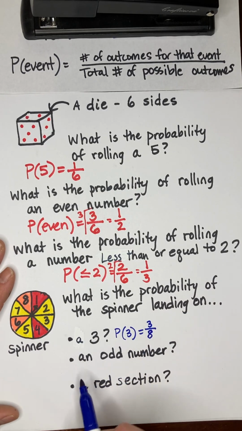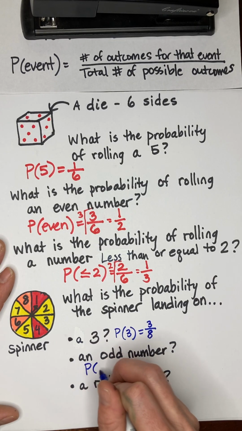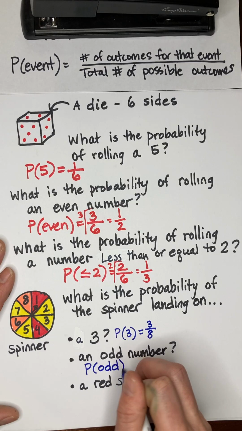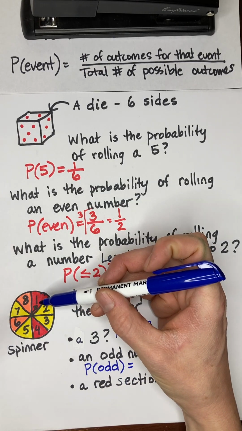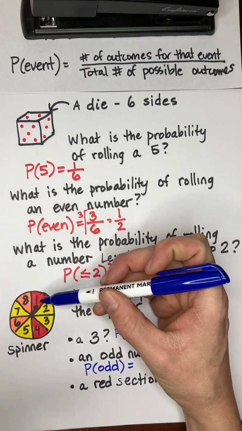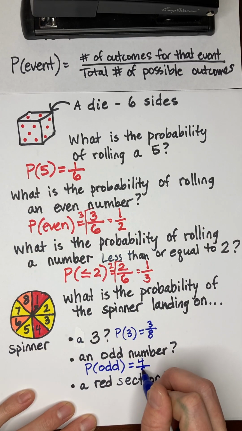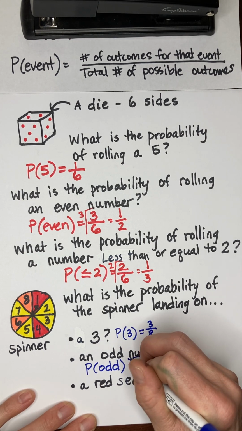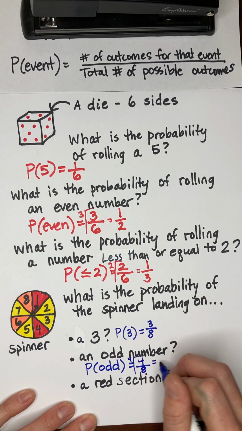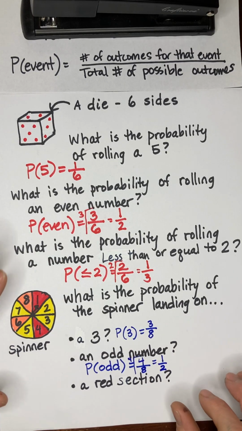What is the probability of the spinner landing on an odd number? So let's do our probability notation. Odd equals, how many odd numbers are there? 1, 3, 5, and 7. So I've got 4 odd numbers, and I still have 8 numbers in total, and that can definitely be reduced, 4 and 8. Let's divide those by 4. 4 divided by 4 equals 1. 8 divided by 4 is 2. So my answer is 1/2.